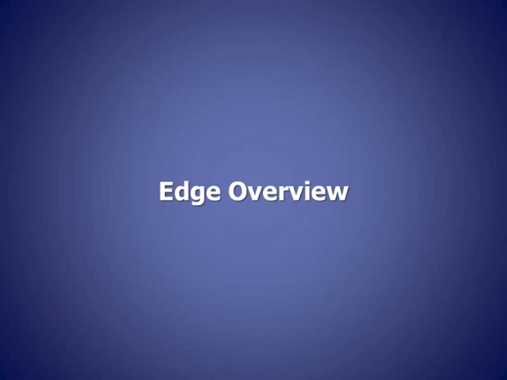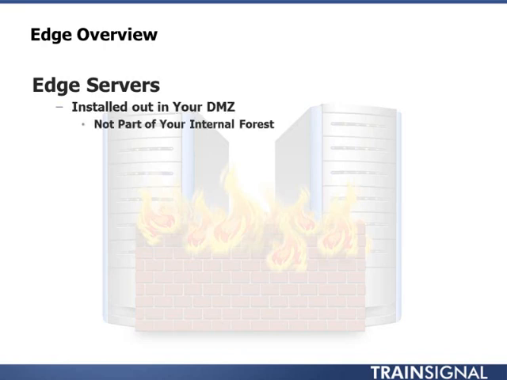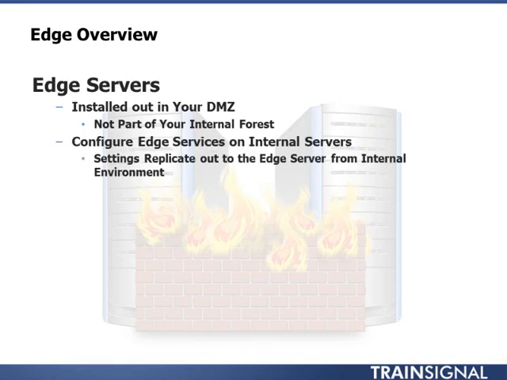Let's take a look at the different pieces that are involved with setting up a secure Edge environment with Microsoft Lync. The first piece we have is our Edge servers. The Edge servers are Microsoft Lync servers that are installed out in your DMZ, and these are typically installed on standalone machines, machines that are not part of your internal forest, for security reasons. With Microsoft Lync 2013, the information on the edge services, or the configuration, gets replicated out to the edge server from the internal environment. So we configure the edge services on the internal servers, and then the settings replicate out to the edge server so they know how they're supposed to be configured.